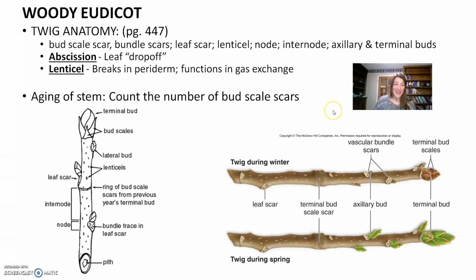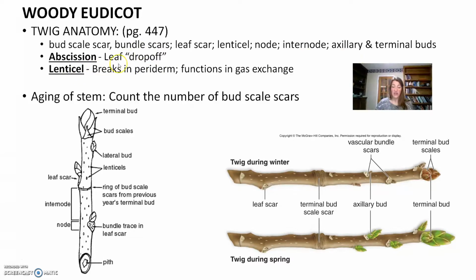So let's look at twig anatomy. What's neat about this is that if you look at a tree and a little branch, you can actually determine how old that branch is without having to cut it open and count rings like you do on the actual big stem. So with the twig anatomy, we have to look at what we call the bud scar. It's the bundle scars, okay? And we look at leaf scars or lenticel, node, internode, axillary, and terminal buds. That's what we need to know.